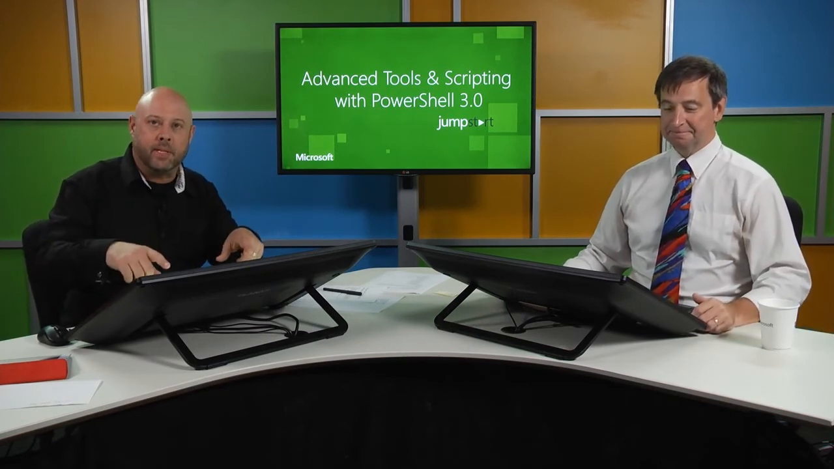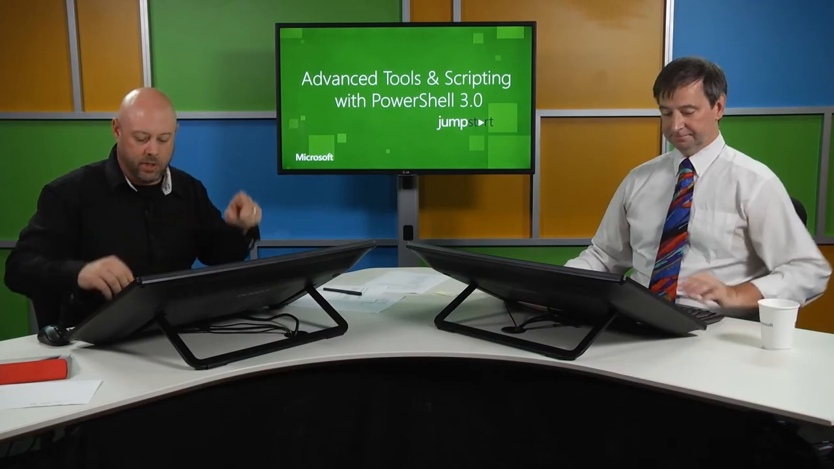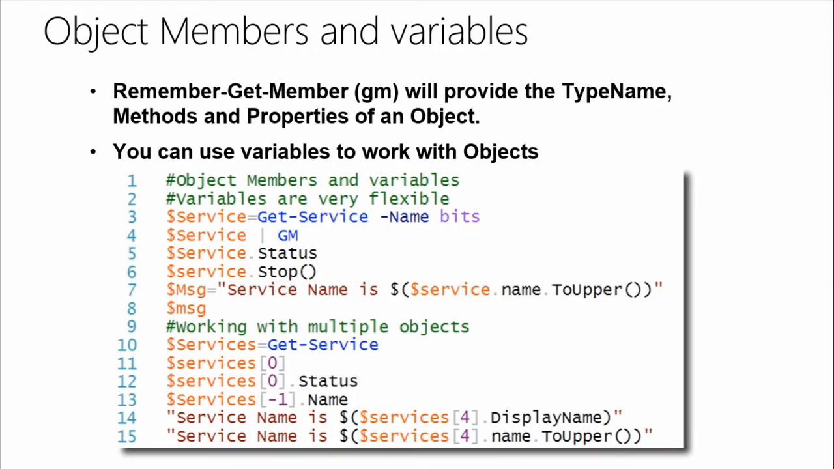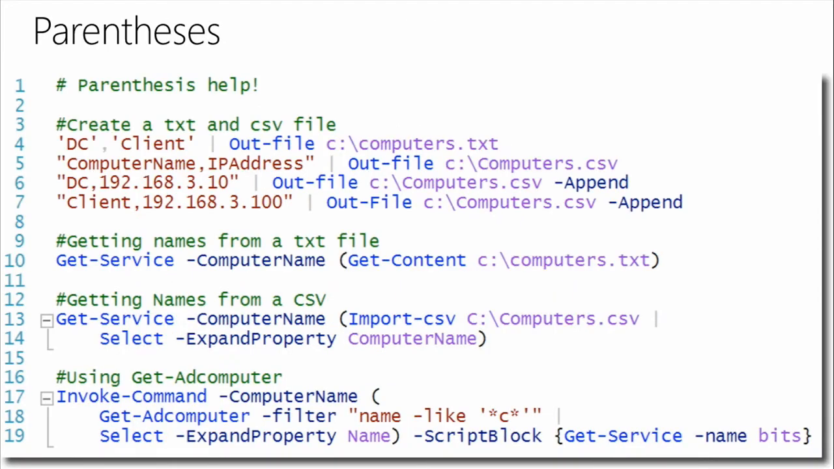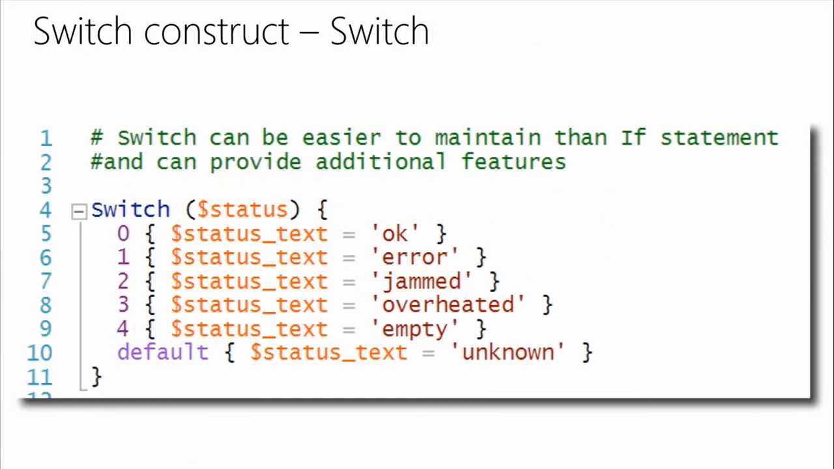Guys, I want to catch you up in the slides because we're going to do loops and then we're going to start scripting some cool stuff. So if you take a look at mine, we've done variables, quotation marks, object members and variables, which you have all the scripts for, parentheses, so you have all of that. And we've done if statements and switches. Now, I want to do something more than once.